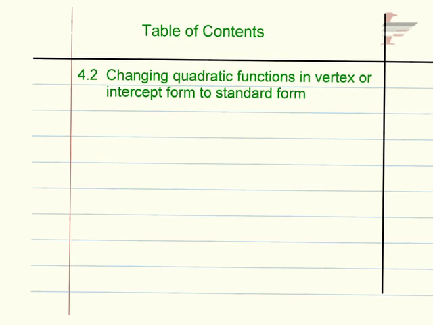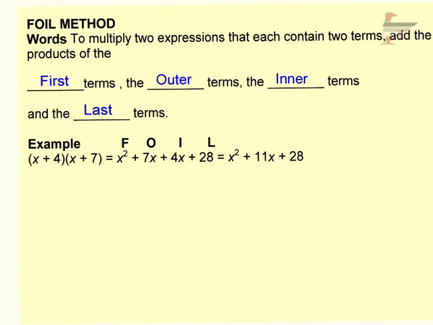Alright, this video is from section 4.2 and it's changing quadratic functions in vertex or intercept form back to standard form. What this is going to amount to is the FOIL method, and I'm pretty sure that you're all familiar with this. Now FOIL is really just an acronym to help you remember how to multiply out two binomials.